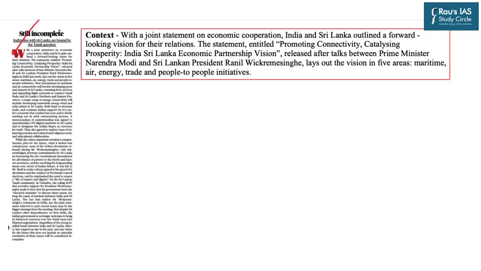This topic has appeared in today's editorial section. The topic reads "Still incomplete". This topic is in the context of the Indo-Sri Lankan bilateral relationship and has appeared in today's The Hindu newspaper because of the immediate context of the joint statement being signed between India and Sri Lanka. That joint statement is entitled "Promoting Connectivity, Catalyzing Prosperity: India-Sri Lanka Economic Partnership Vision". Basically, the five key areas where there is going to be cooperation are released in this statement, and those five key areas are maritime, air, energy, trade, and people to people initiatives.